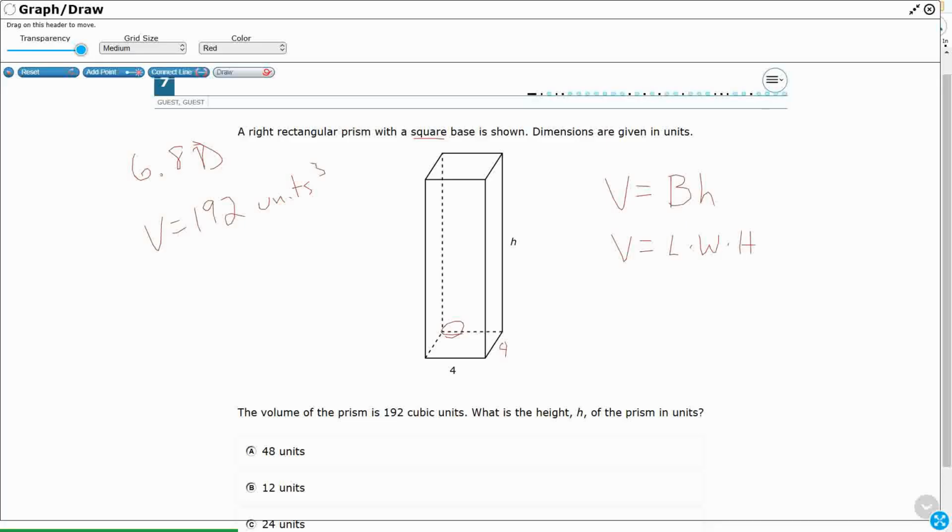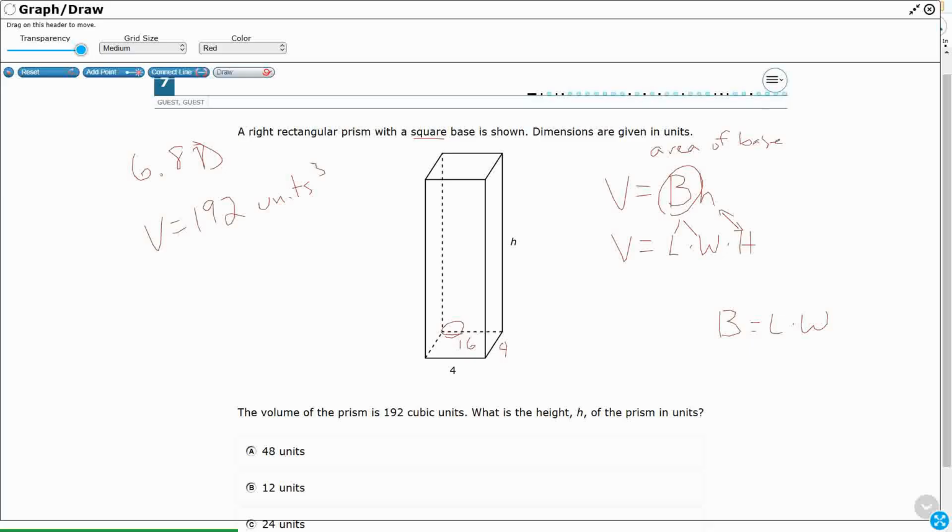So the height is the height. This is the tricky part, the base. But you notice what's different between these two? Well, the two h's are the same, which means the difference is this length times width. So the big question is always, what is the base? What is the area of the base? Because that's what this big B means. It's the area of the base. And so the base equals length times width. Okay, so what is length times width? Well, that's 4 times 4, that's 16.